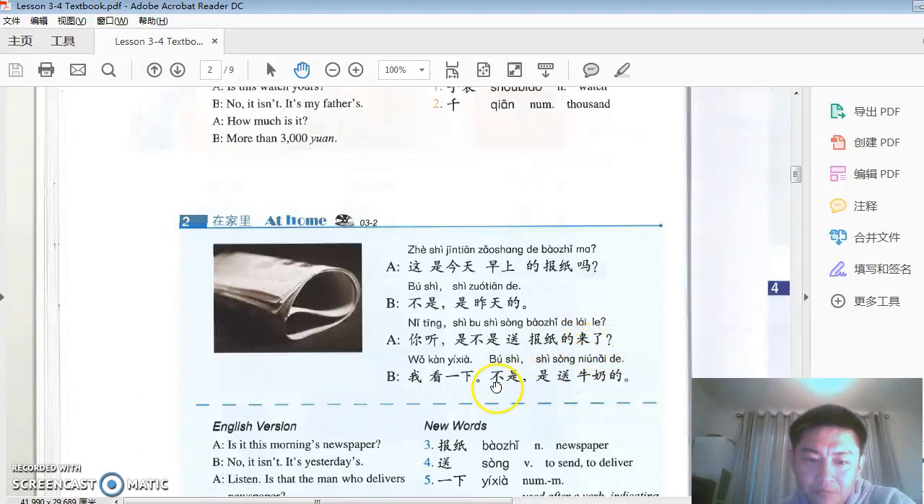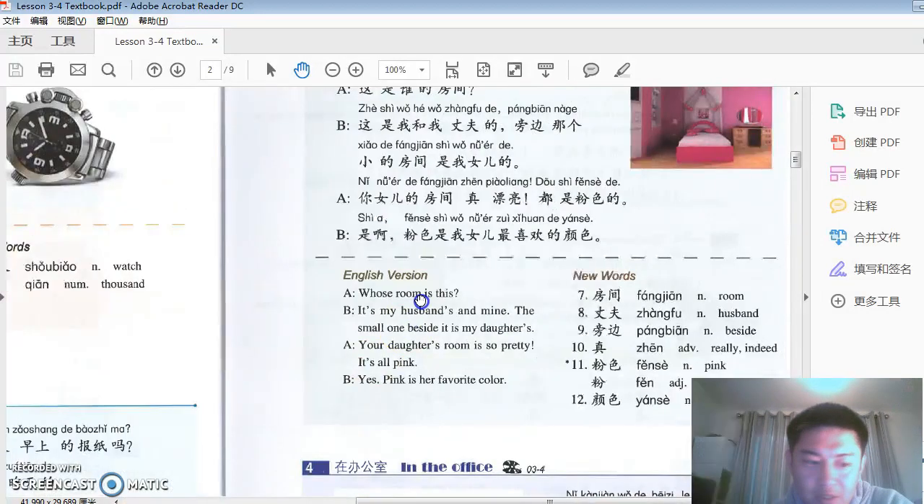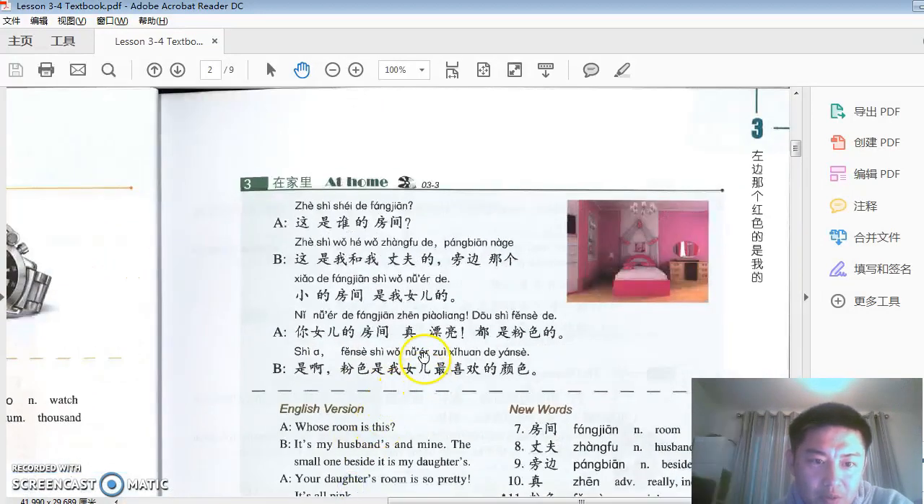来了. And B says, 我看一下. 一下 is one phrase that's used usually after a verb to make the verb a little bit more casual. It's like have a look. I take a look. 我看一下. 不是, not, is not, no. 是送牛奶的人来了. Okay, now that's conversation number 2. And now let's proceed to 3.